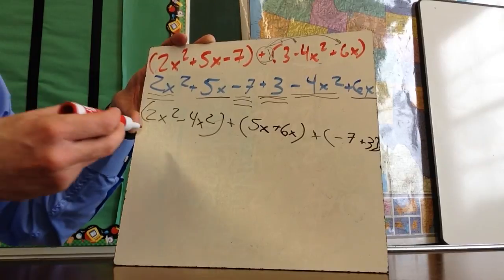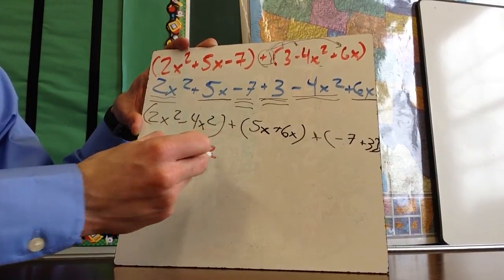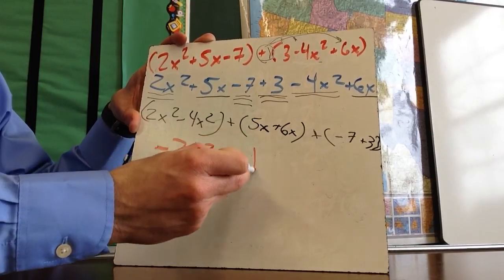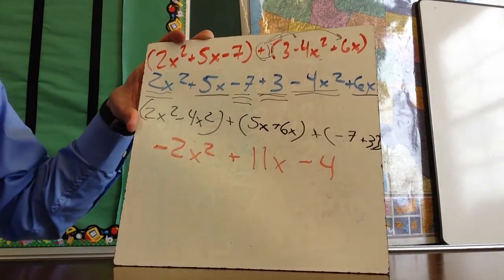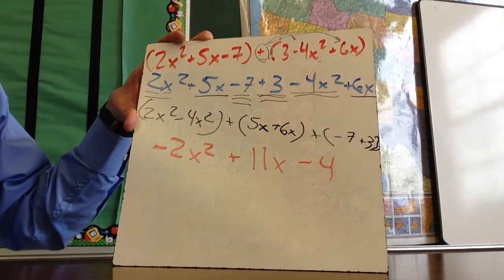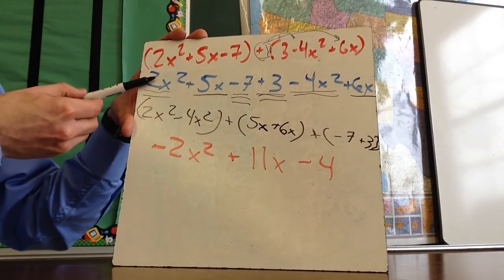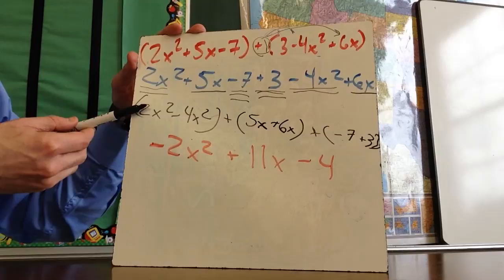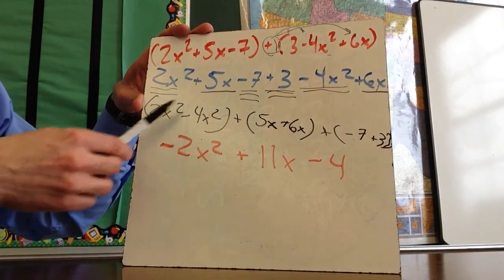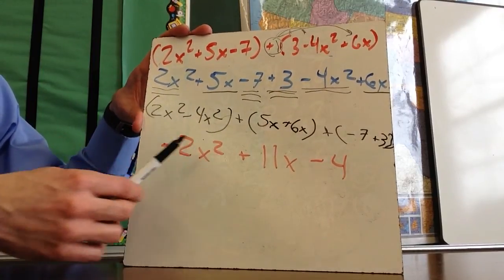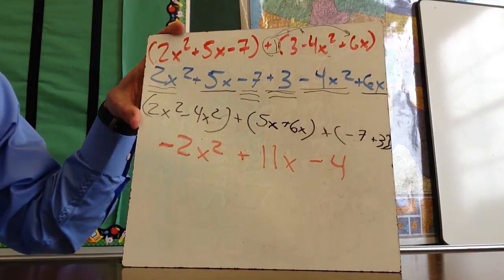So now I'm going to combine these. This becomes negative 2x squared plus 11x minus 4. All right, so again, to get from here to here, I essentially distributed, so the distributive property got me here. I then used the commutative property and the associative property to move numbers around and group the ones I wanted to group. And then I just simplified to get from the black to the red. All right, that's one way to solve it.